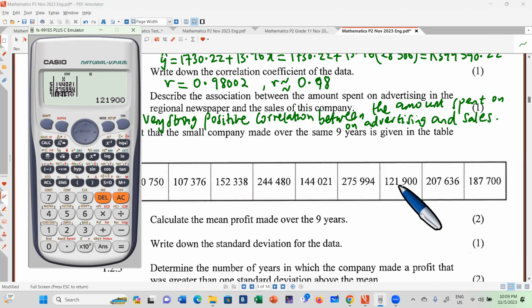We entered 121,900. We punched in 207,636. We punched in 187,700. Right, then we need to now calculate just the mean profit over the years. So to calculate the mean, we can use a calculator to save time in the exam. Right, so after this, then we can press on. The data is saved, totally saved.